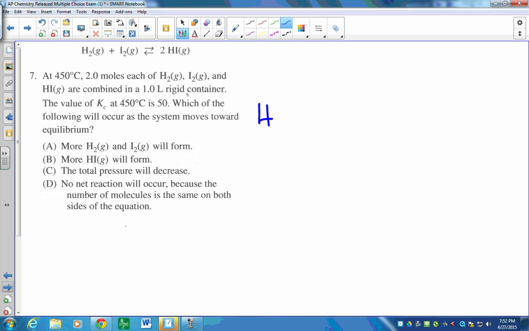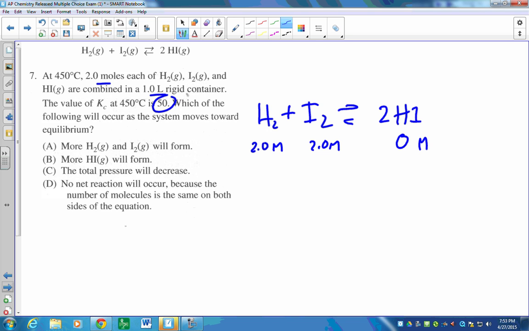Okay, this one, I just think that this problem put in a bunch of junk that you don't need. Like, who cares about these and this? But I'll tell you why. I just think this is stupid, because the question is, at 450 degrees, you have 2 moles of each of these in a 1 liter container. So this is 2 molar, and this is 2 molar, and this is 0 molar. And then the question says the value of Kc is 50. So obviously we're not at equilibrium, because right now we'd be HI squared over H2 times I2, which would be 0 squared over 4. So we're not at equilibrium.